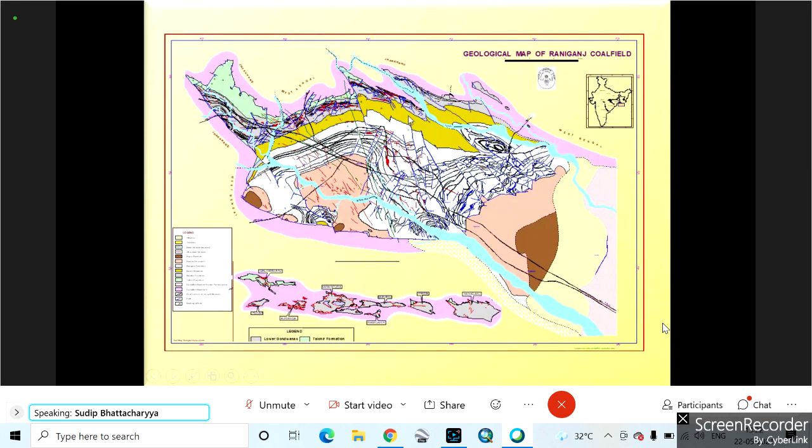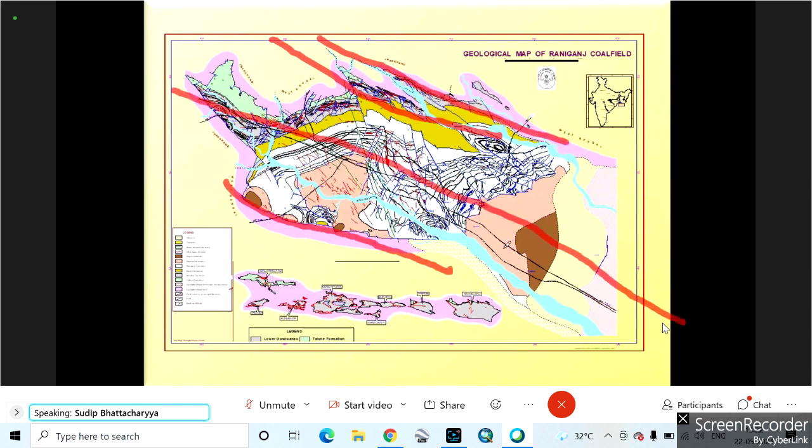Just you see, the external structures are going like this. Again here, the main system is like this, no problem. But there are some faults over these and some faults over these. These are the cross faults which actually control the deposition of the coal seams. All these black lines are the coal seams.